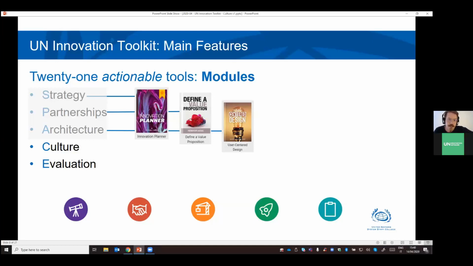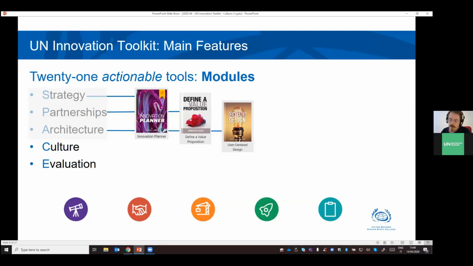presentations on strategy, where we looked at the Innovation Planner tool, on partnerships, where we discussed how to define a value proposition, and then just last week examining architecture, where we looked at user-centered design. Now, all of those presentations are available on the UNIN website, at least, and then of course all of those tools are available as part of the Innovation Toolkit, freely available to anyone within the system and even without.